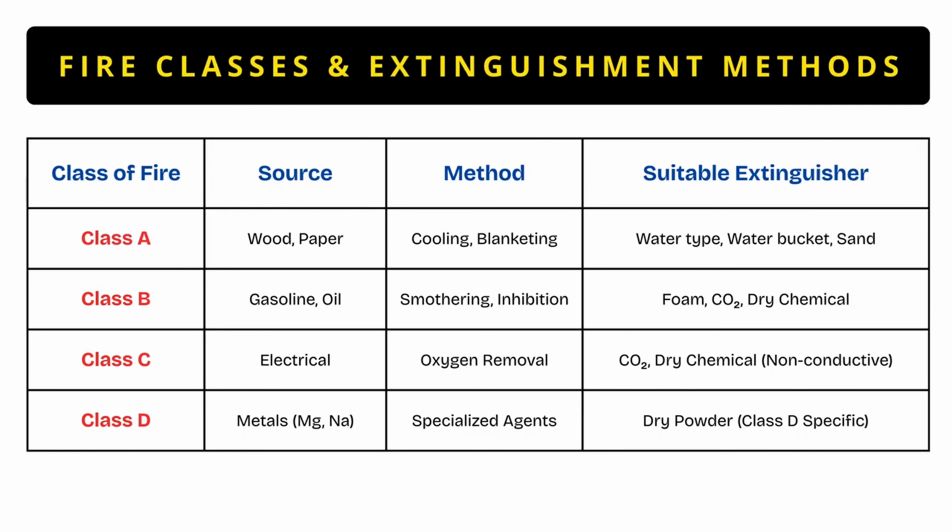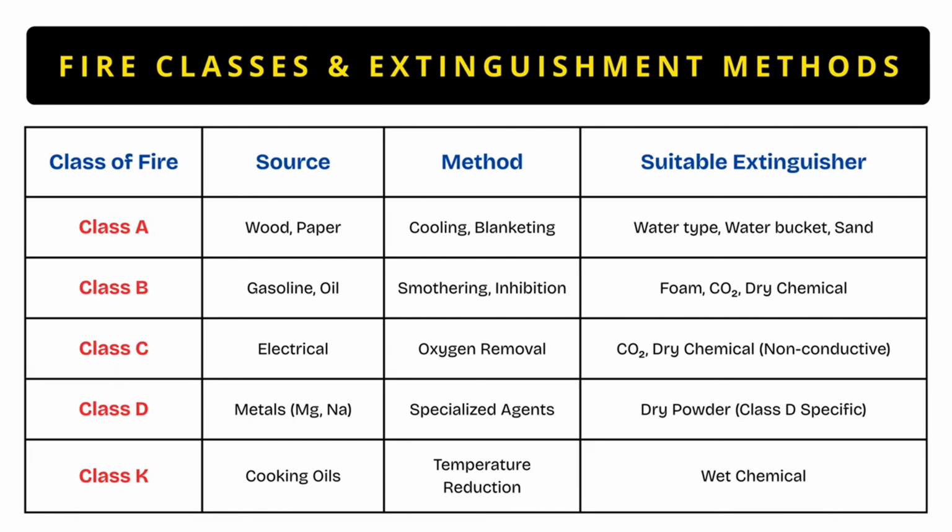Metal fires, Class D, require specialized powders that can handle extreme temperatures, and in commercial kitchens, Class K fires from cooking oils need wet chemical extinguishers that cool while creating a soapy seal. Always choose your extinguisher based on this classification. Using the wrong type can be deadly.